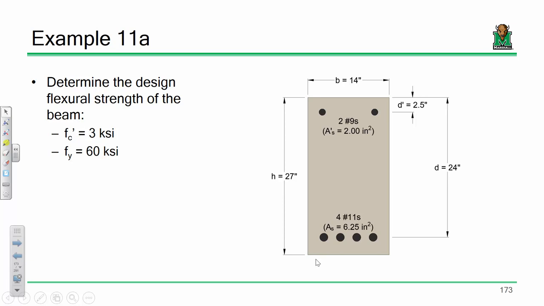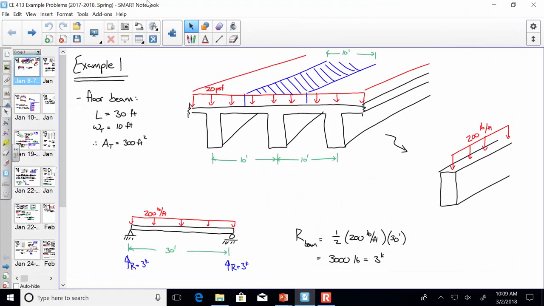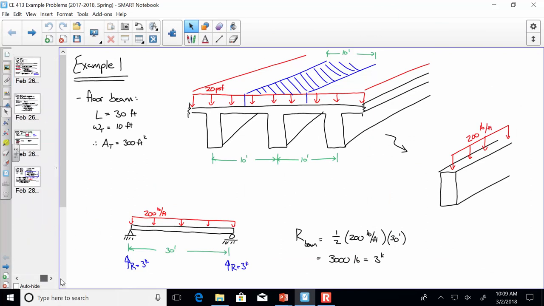We had two number 9s for compression steel, and we had four number 11s for tensile steel. Now, the beam is 14 inches wide and it's 27 inches tall. We have two different d values now because we have two different layers of steel. Our effective depth for the tensile steel, d, is 24 inches, and our effective depth for the compression steel, d prime, is 2.5 inches. Now, what we had done last time is we made an assumption right off the bat, so let me pull up our calculation tool.